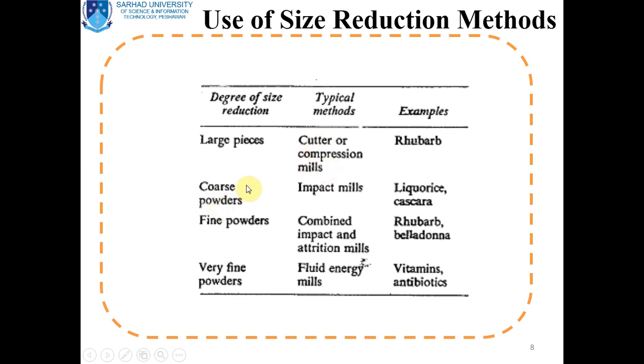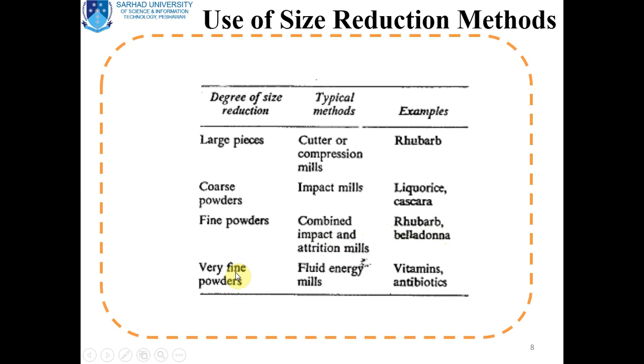If the degree of size reduction is coarse powders, impact mills are used. For example, if you require liquorice or cascara coarse powders, then the typical method is the impact mill. If you require fine powders, combined impact and attrition mills are selected as the typical method. An example is fine powders of rhubarb and belladonna using the combined impact and attrition mills mechanism.